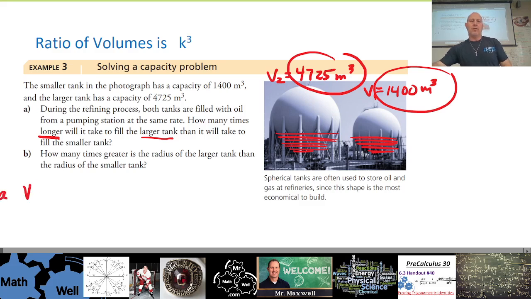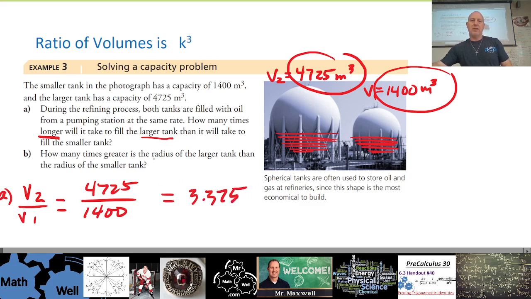So for A, volume 2 divided by volume 1 will give us how many times bigger this tank is. That is how much longer it will take to fill. So that is 4725 divided by 1400. And what do we got there? 3.375. That is awesome. Now the units technically cancel out, right? Meters cubed, meters cubed. So this is just simply a ratio of volumes, okay? That's important for us to remember. So would you be okay to say that it takes 3.375 times as long to fill the bigger one? Does that make sense?